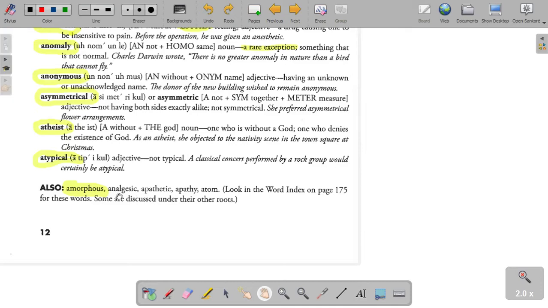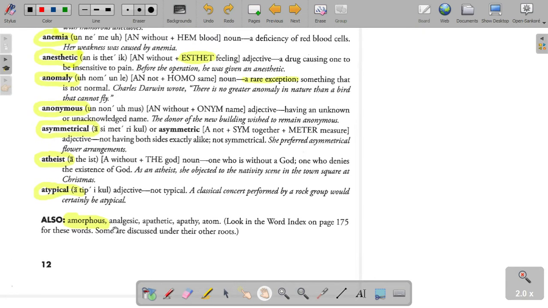Analgesic. So it comes from an and then algesic. This one's a little hard. In this case, it's kind of the opposite of anesthesia, or actually along the same lines. It basically means without, and then it has to do with pain in some way. So it basically means without pain. So it's a drug or something that's intended to relieve pain.